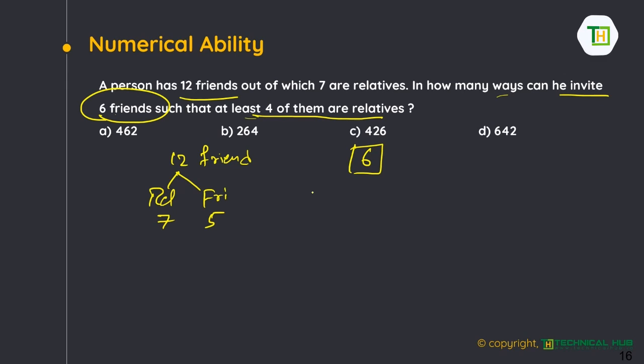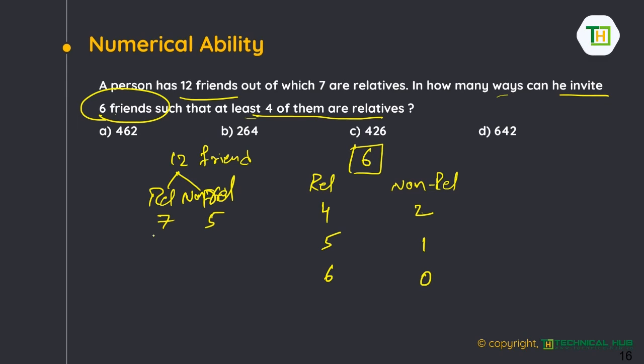At least 4 in the sense, here relatives and non-relatives. At least 4 relatives in the sense, minimum 4, 5 and 6 also you can take, no problem. If you are taking 4 relatives, non-relatives are 2. Why? Because in total you need to take 6 members. If you are taking 5 relatives, non-relatives only 1. And if you are taking all 6 members as relatives, non-relatives are 0.